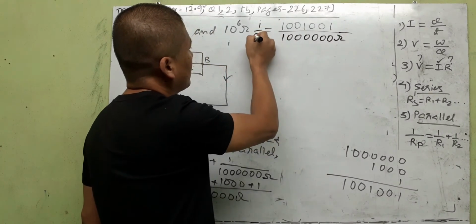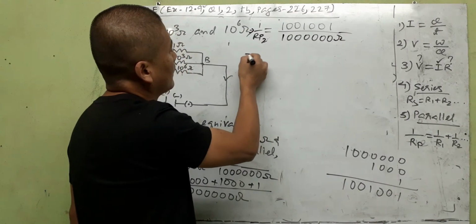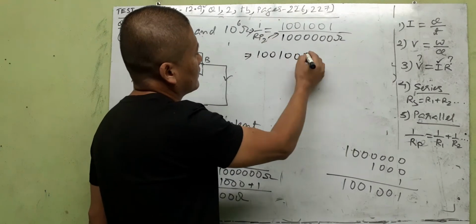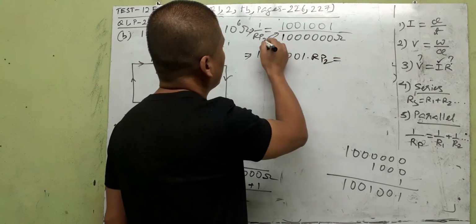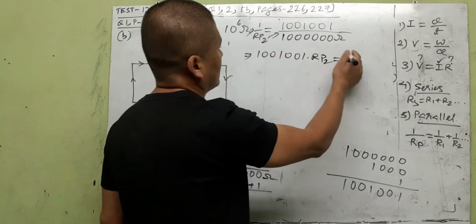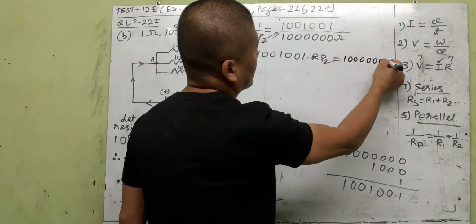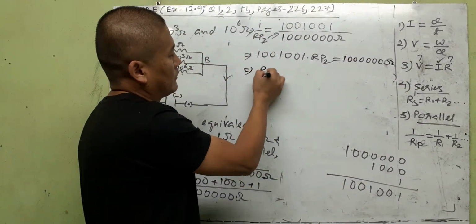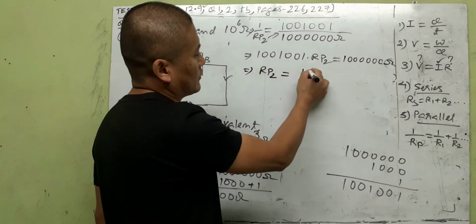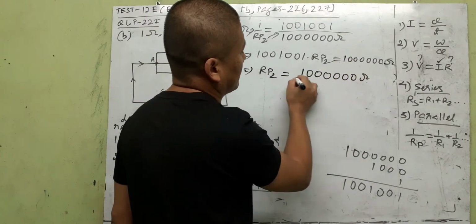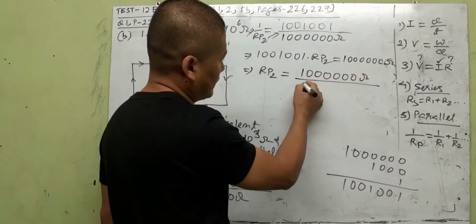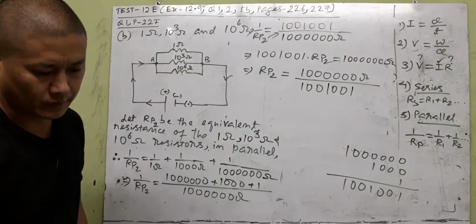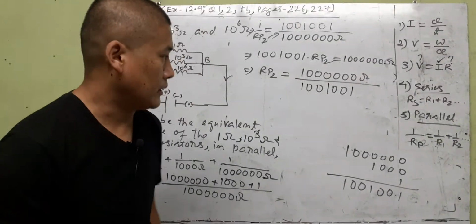So cross multiply, you're going to get 1, 0, 0, 1, 0, 0, 1 into this RP2, which we have to find. After the equal sign, this into this is 1 followed by 6 zeros, not forgetting the ohm with it. Then RP2, the equivalent resistance, is what they're asking us to find: 1 followed by 6 zeros ohms divided by this, which comes down to the denominator, 1, 0, 0, 1, 0, 0, 1, like that. If you divide this, we're going to get approximately almost the same.